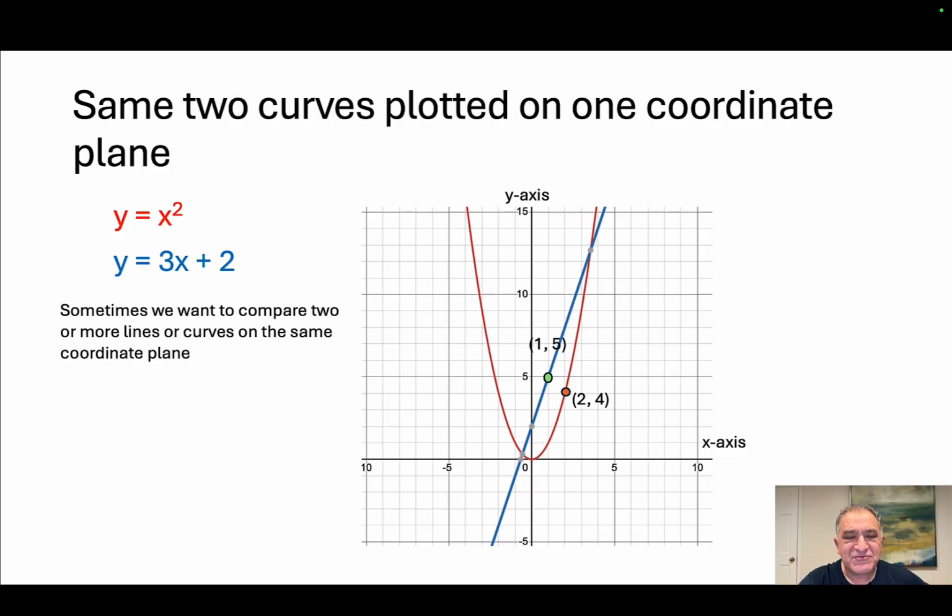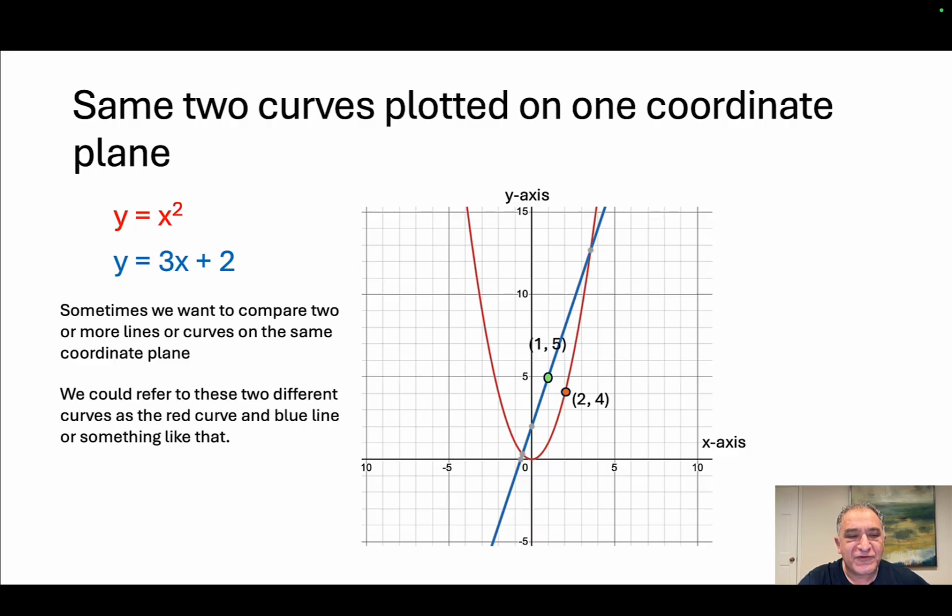And sometimes we put two curves on one coordinate plane because we want to compare them to see how they relate to each other. We could refer to these two different curves as the red curve and the blue line or something like that. But then we might have to start writing things like red y equals x squared and blue y equals 3x plus 2. And that's typically not an effective and efficient way to refer to different curves. So let's look at another way to write this.